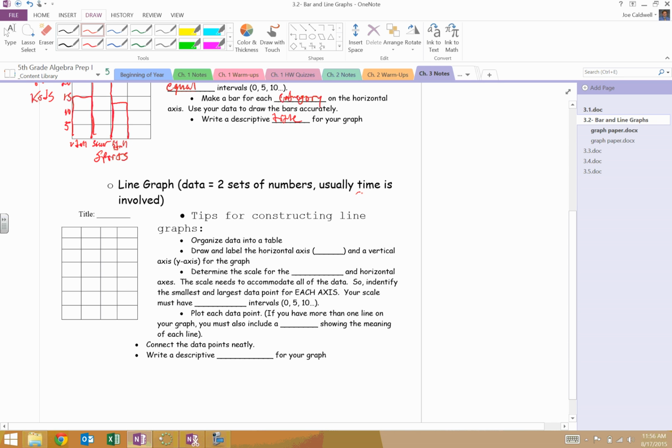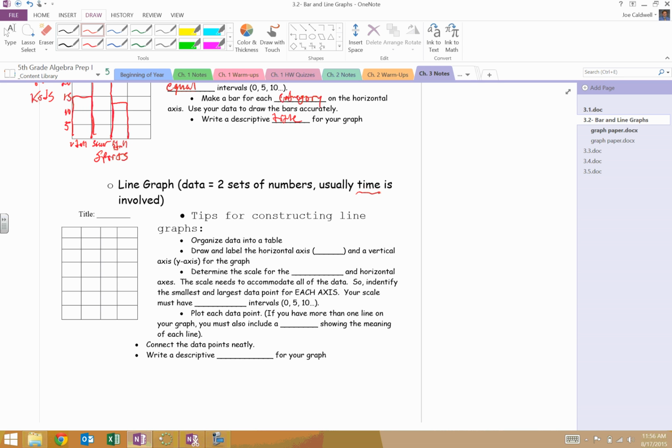A lot of times it looks at something over time, looking at how much a plant grew in inches over a period of days, something like that. Here are some tips for constructing line graphs. As always, you should organize your data into a table.